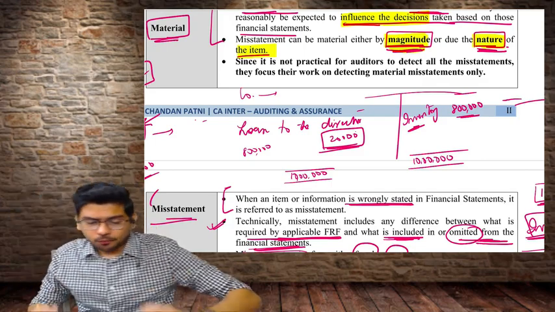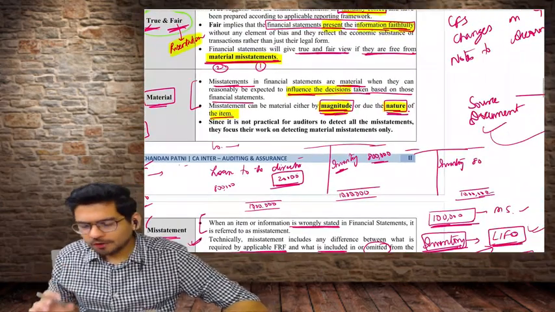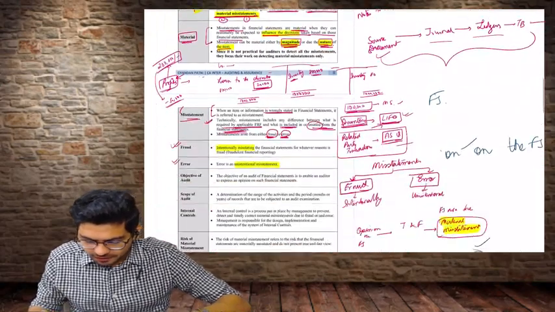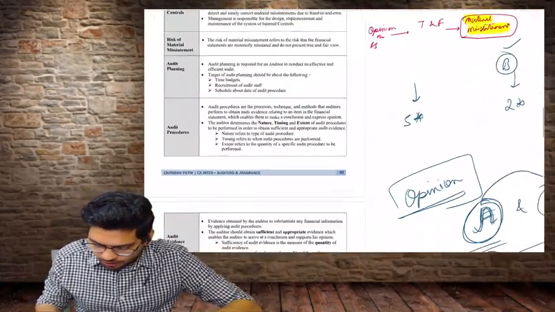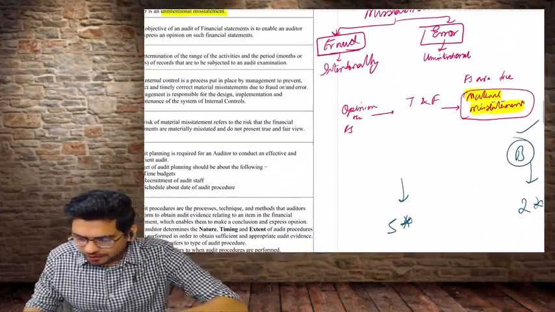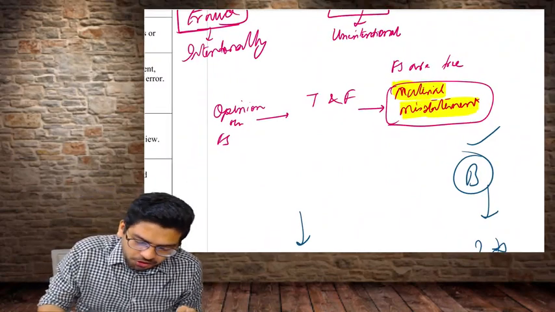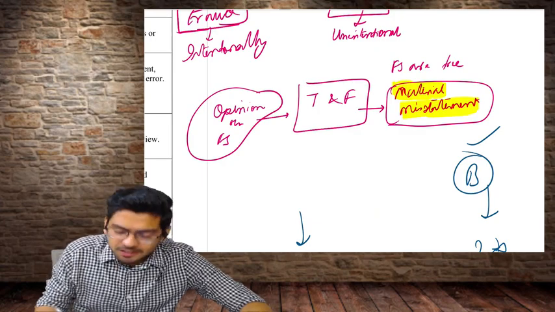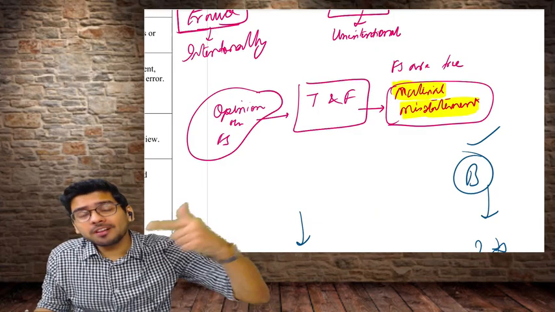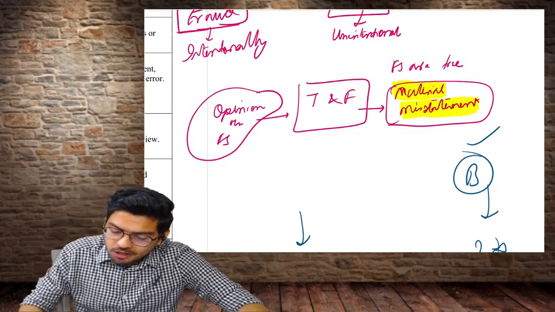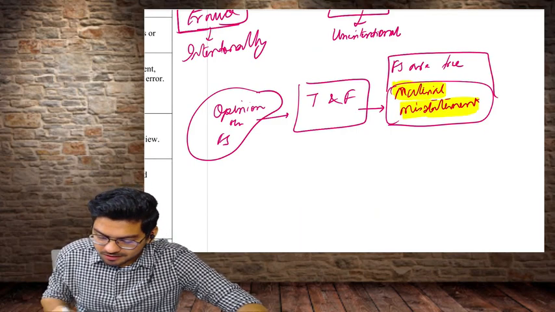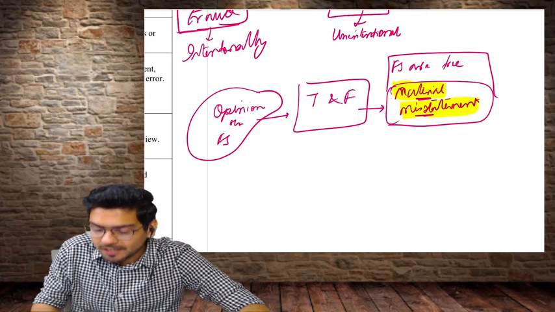Now, why did I tell you this? I have written a lot of things here, but I have some space here. Let me come back to this point. The auditor gives an opinion on the financial statements. What opinion does he give? That the financials are giving a true and fair view or not. When will the financials give a true and fair view? Only when the financial statements are free from material misstatement.